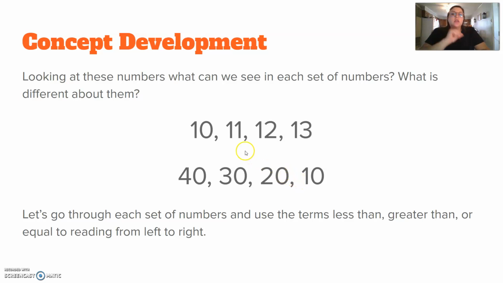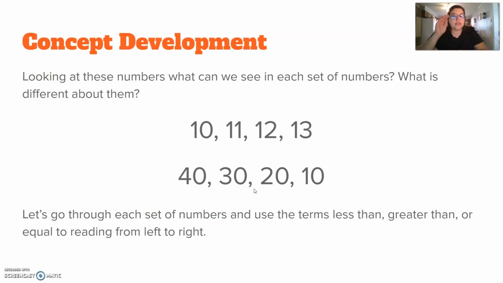So, what is different about them? Well, we could say that the top set is counting by ones, the bottom set is counting by tens. What's another difference that we can find between these two? Well, we count up by ones in the first set. 10, 11, 12, 13. We're counting up, okay? 40, 30, 20, 10, we're counting down by 10. So there's two differences in these sets of numbers.